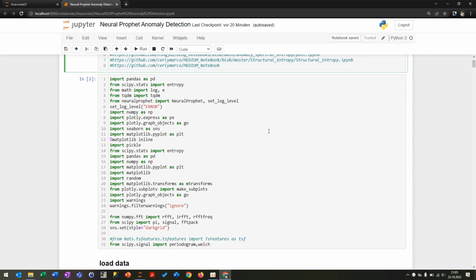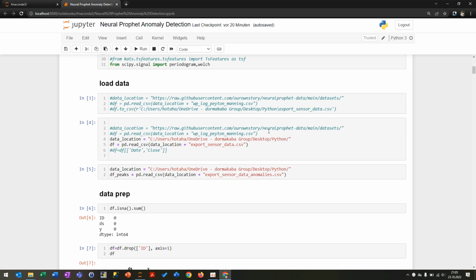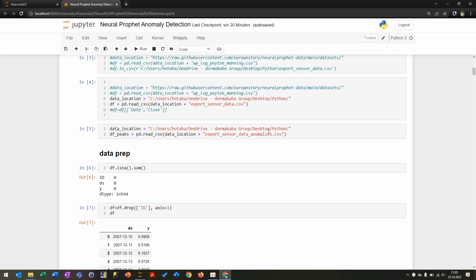First of all, I'm importing all the required libraries like NeuroProfit, Pandas, NumPy, Plotly, and so on. Then I'm loading the data, which was collected from some sensors. I have a data frame with some normal data, and then I use that to also put in four peaks as some kind of anomalies in the signal.